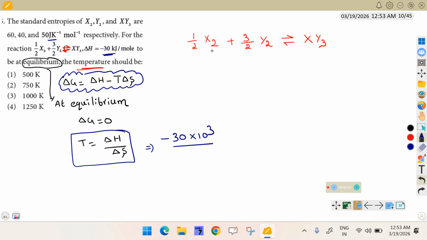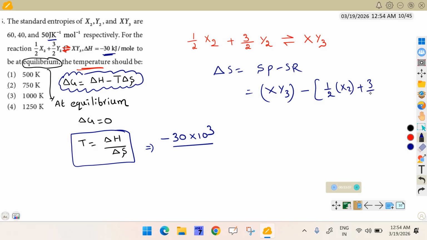Now calculate delta S value. Delta S is calculated by using the formula Sp minus Sr. XY3 minus 1 by 2 into X2 plus 3 by 2 into Y2. Substitute XY3. XY3 value is given as 50, minus 1 by 2 into X2 plus 3 by 2 into Y2.